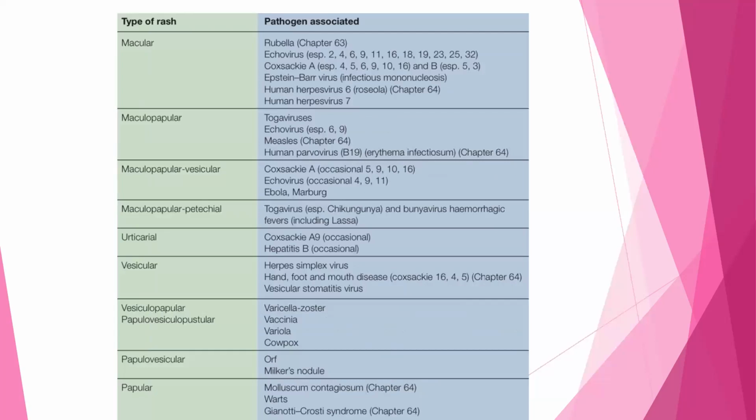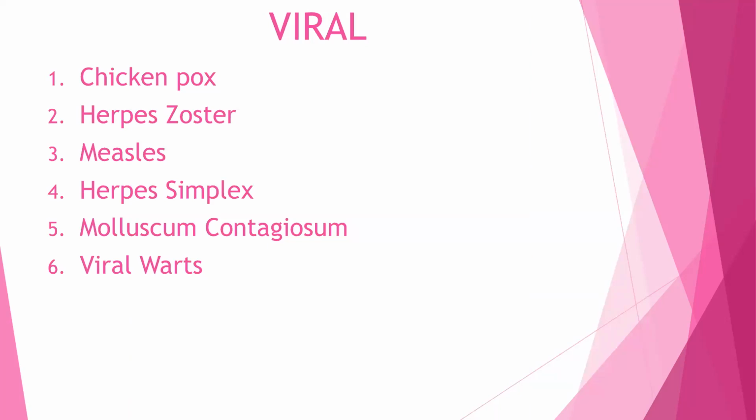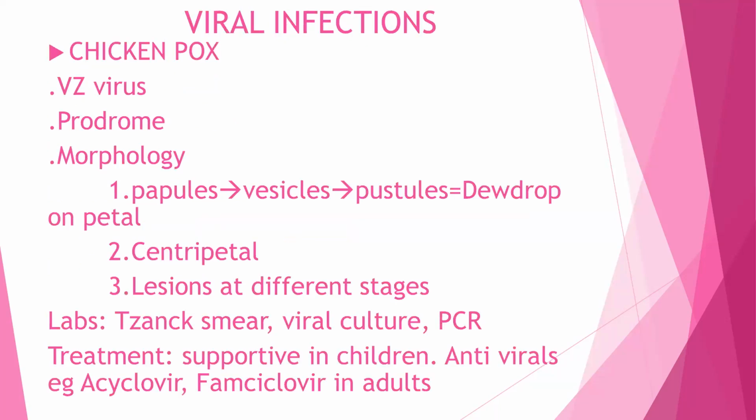Then different types of rashes that are present in viral infections: macular rash, maculopapular rash, maculopapulovesicular rash, then maculopapulopetechial rash, urticarial, vesicular, and so on. Now, the viral infections that are included in your syllabus are chickenpox, herpes zoster, measles, herpes simplex, molluscum, and viral warts.